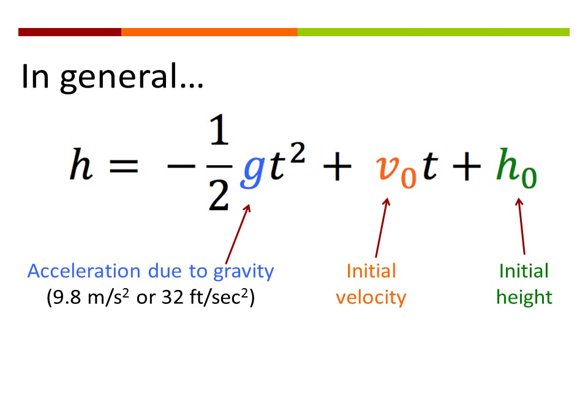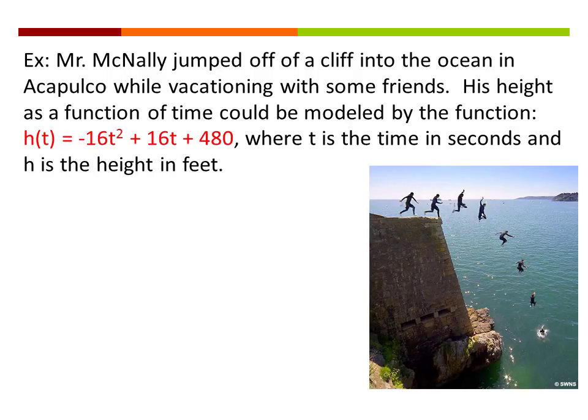So let's apply this. Let's take a look at this example. It says, Mr. McNally jumped off a cliff into the ocean in Acapulco while vacationing with some friends. This is a true story, back in 2005. In fact, me and my friends were able to model this function by this equation. h of t equals negative 16t squared plus 16t plus 480, where t is time in seconds and h is height in feet.